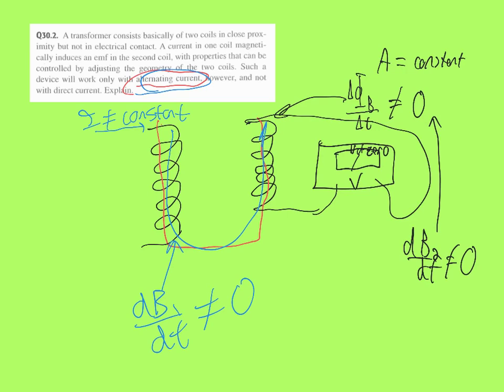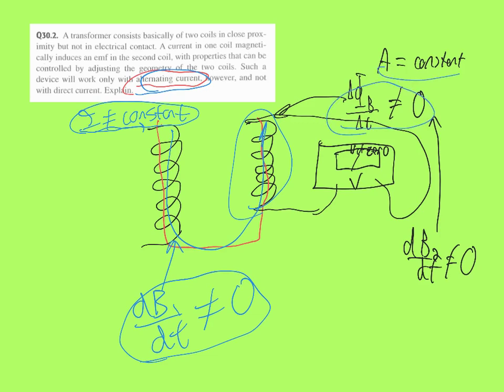A direct current would give me a constant current. That means that I would have no change in my magnetic field at all. And I have no change in this magnetic field, which would mean I have no change in here. My flux would be constant. And then I'd have a reading here that would be zero.